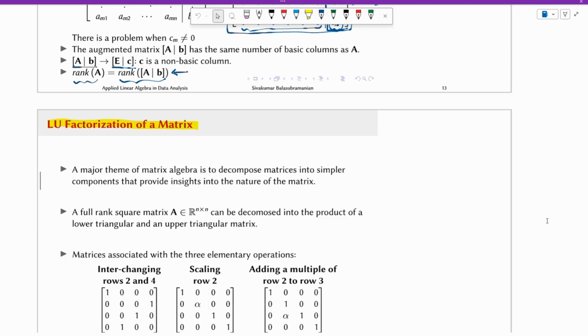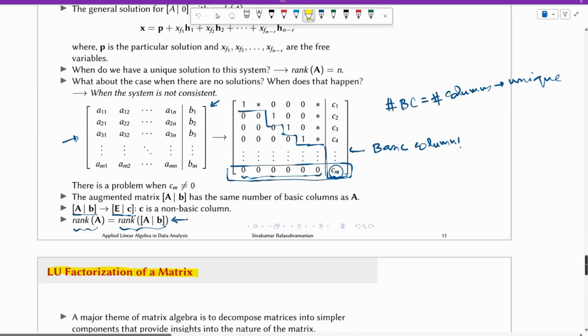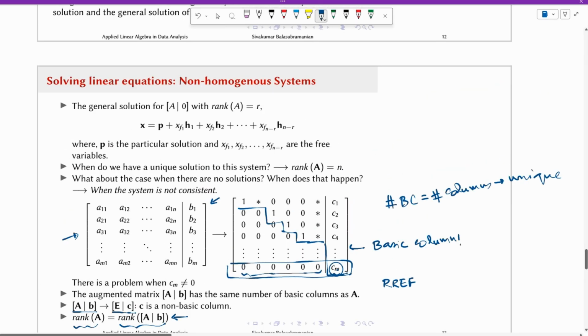So last class, we saw how to solve a general system of linear equations. Once we get it to the reduced row echelon form, then we can essentially find out if it's solvable. If it's solvable, we can find the unique solution if it exists, or if there are infinitely many solutions, then we can find a general expression for the complete solution.